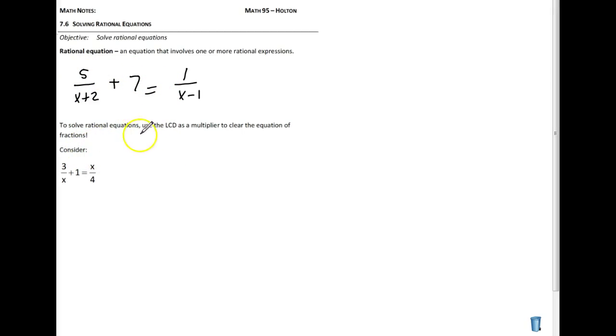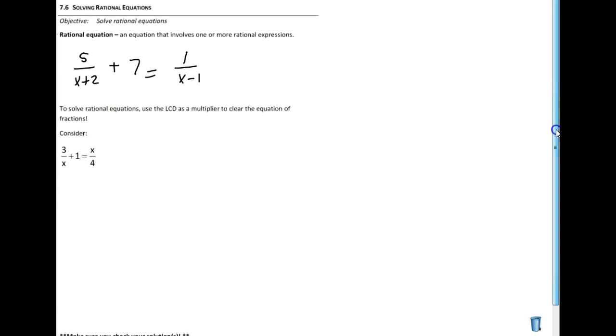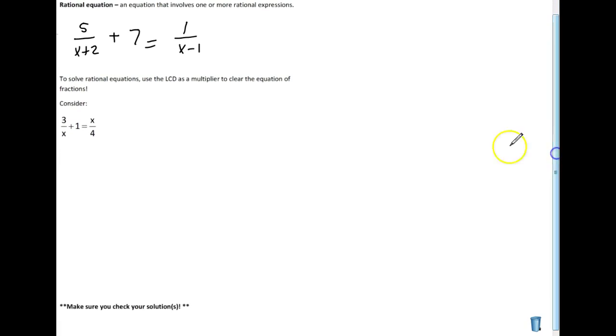So when we're solving rational equations, we're going to use the least common denominator as a multiplier on both sides of the equation in order to clear the fractions. Sort of like what we did in the last section where we were dealing with complex fractions. We cleared the fractions by using the LCD in one of our methods.